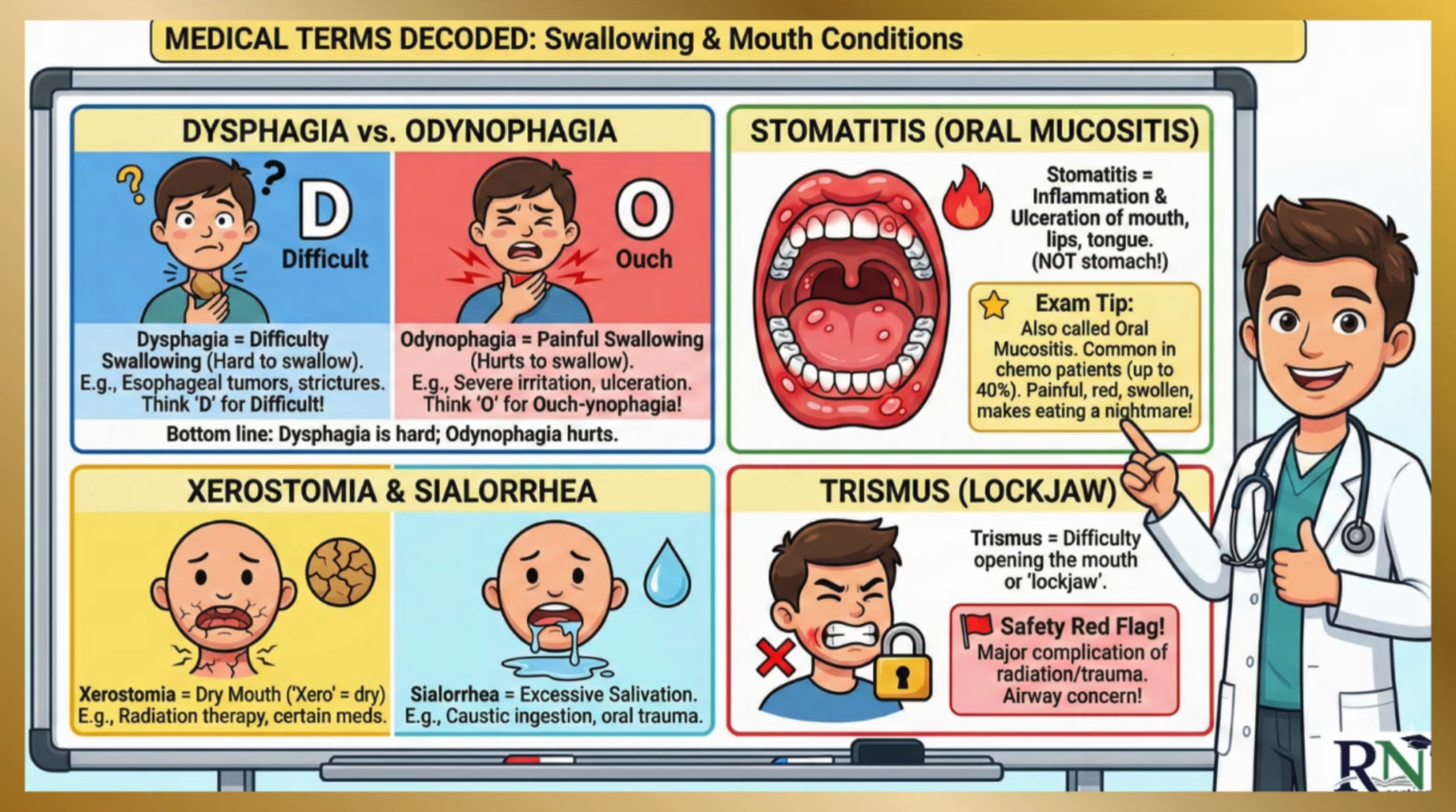Also, we mentioned xerostomia and sialorrhea. One is excessive salivation. When I said sialo, it's saliva, and rhea, the flow. And xerostomia, the xero, it's the dry. And trismus, it's like lockjaw, difficulty opening the mouth. And I have 2 more slides to show for key terms.